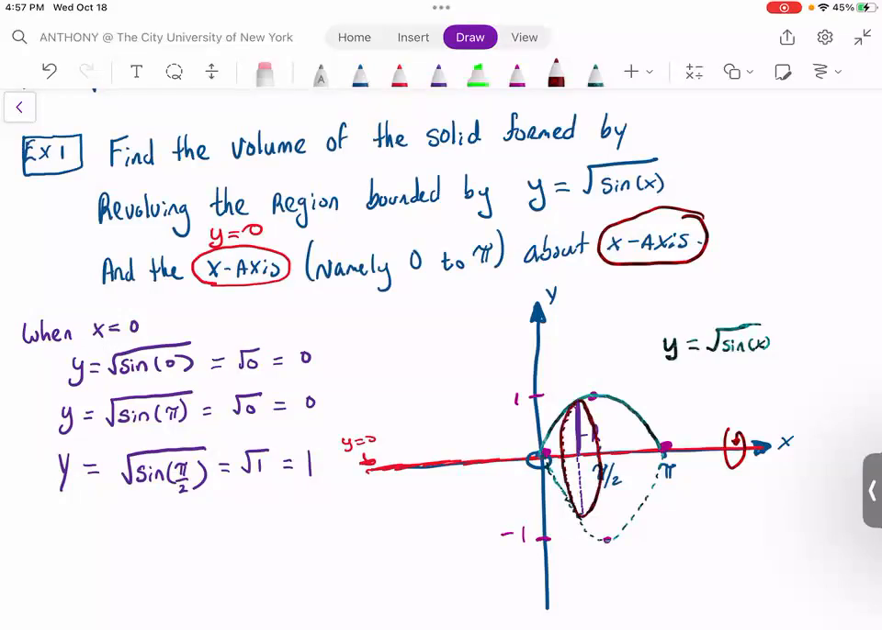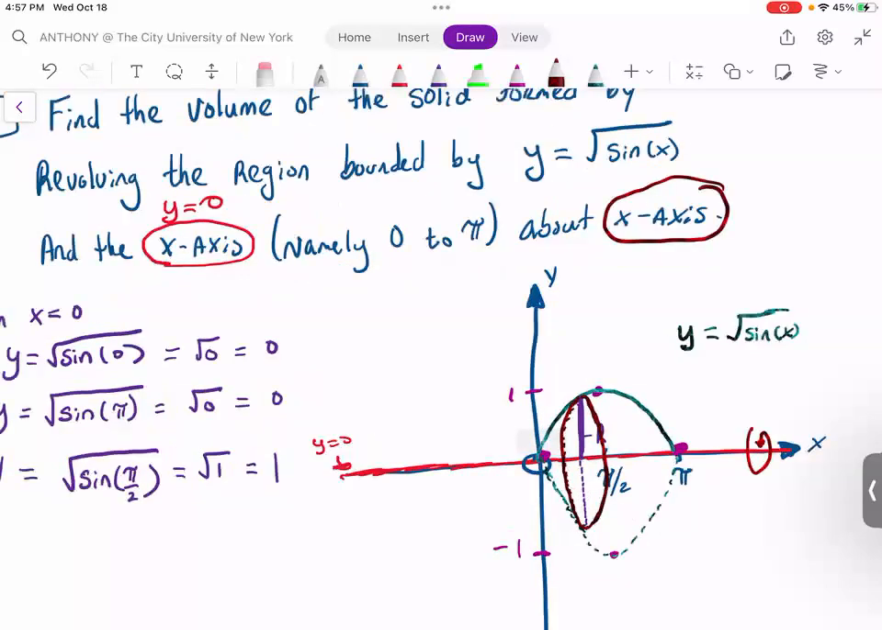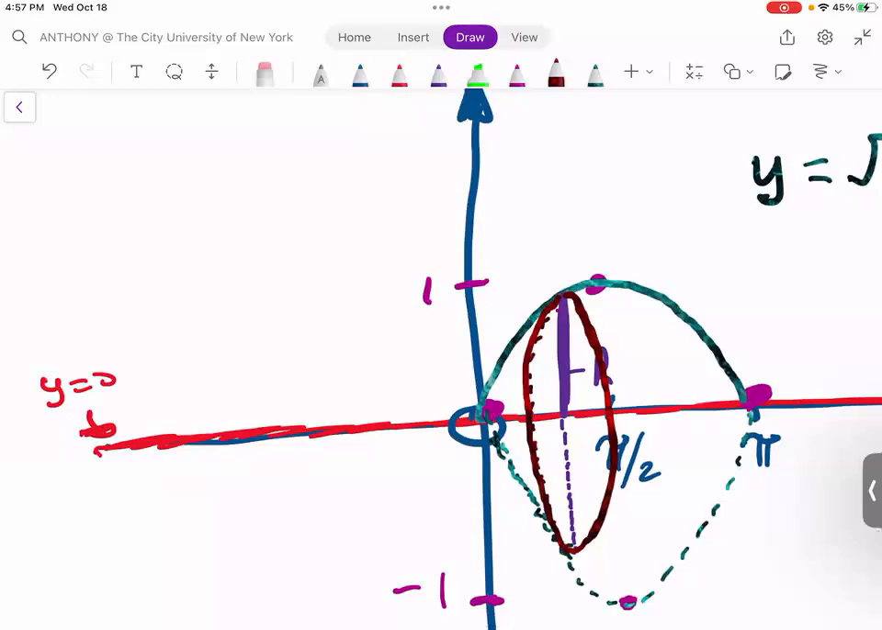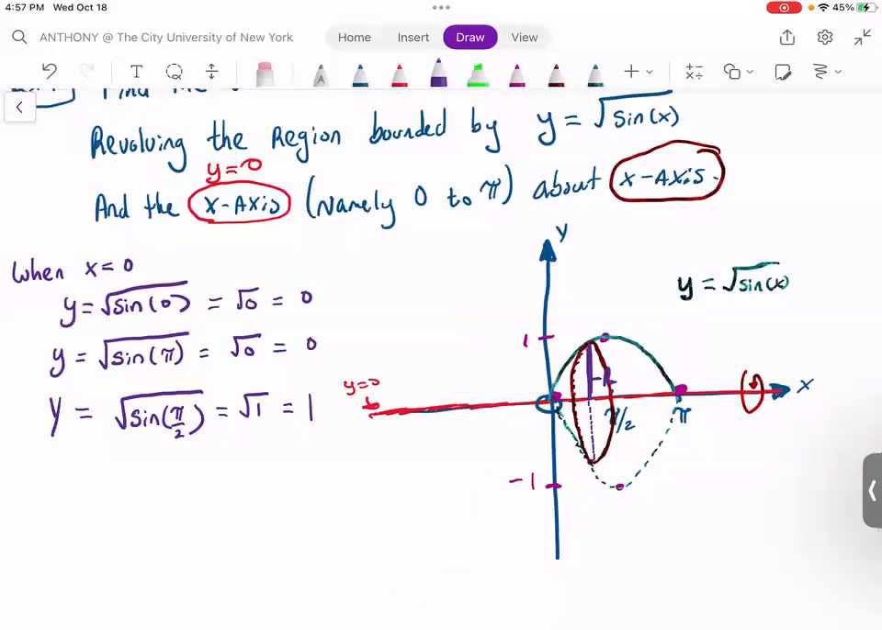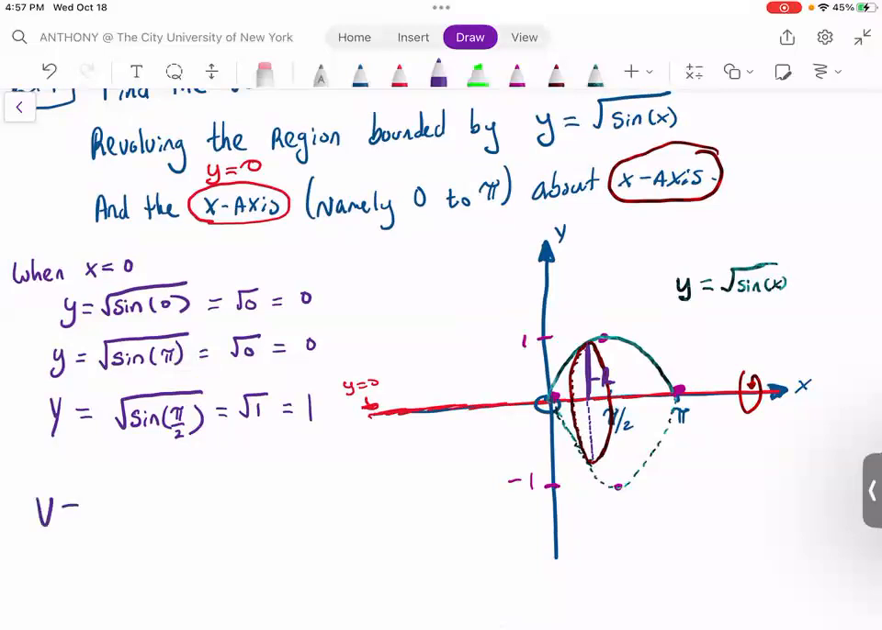There you go. If you look at that disk that I drew, I'm going to zoom in on it so you guys can really see it. The disk was drawn in a brownish color. You can see that its radius depends solely on the value of the square root of sine of x, right? So when I apply the disk formula here, by the way, that formula states that the volume V equals pi times the integral from A to B of R of x squared dx, where R of x is the radius of your disk.